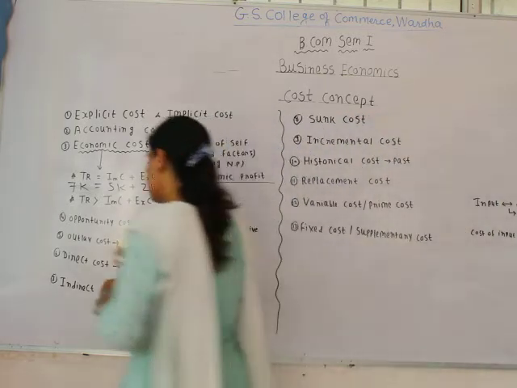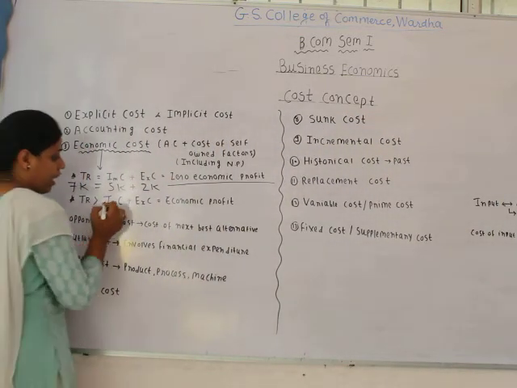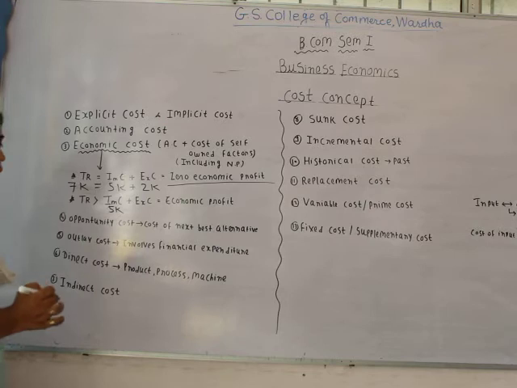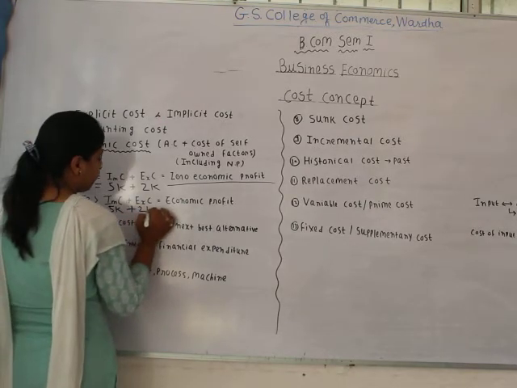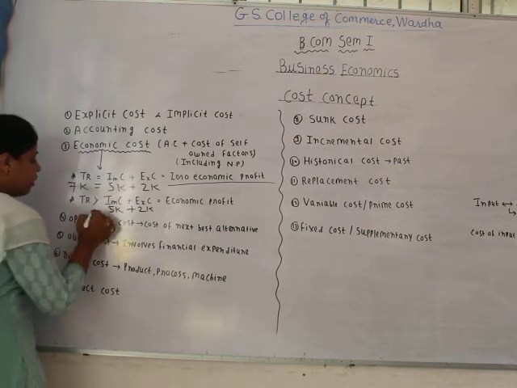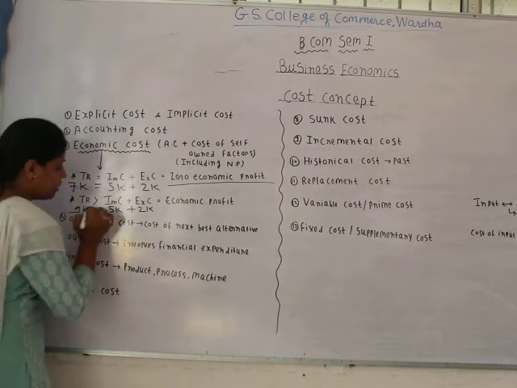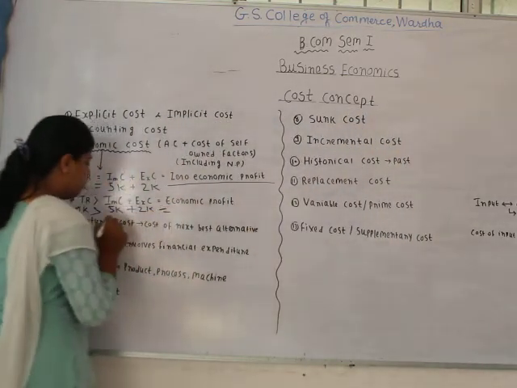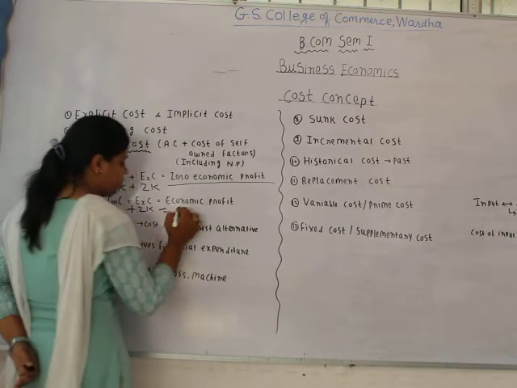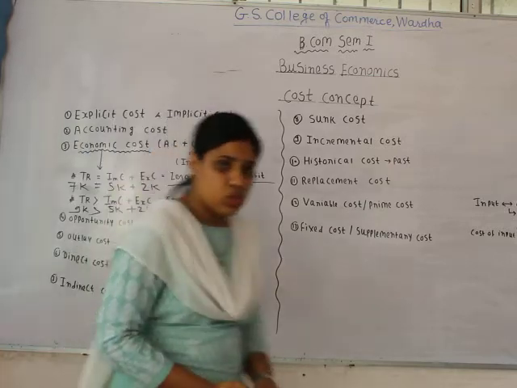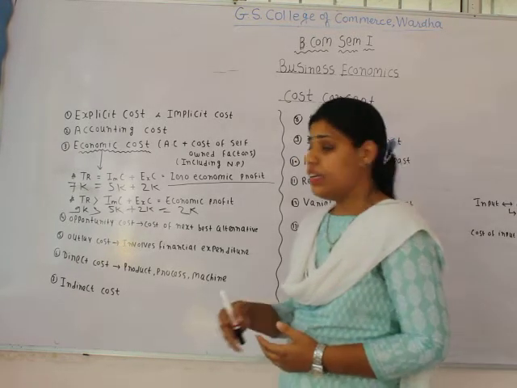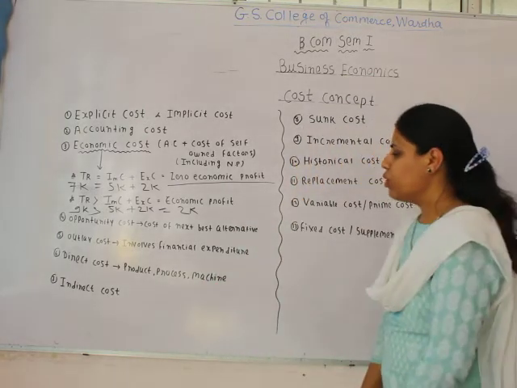The next situation is you are spending an implicit cost of rupees 5,000 and again an explicit cost of rupees 2,000. But here your total revenue is rupees 9,000. So now your economic profit would be 2,000 rupees, because 9,000 minus 7,000 equals 2,000. So when your total revenue is greater than the summation of explicit cost and implicit cost, you earn economic profit, which is also known as supernormal profit.